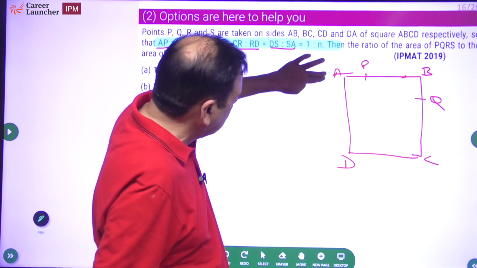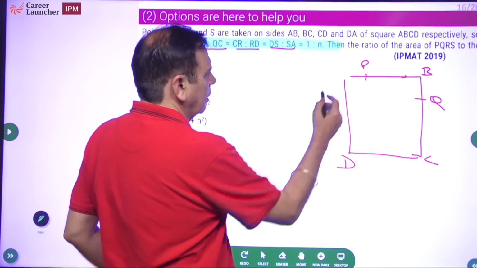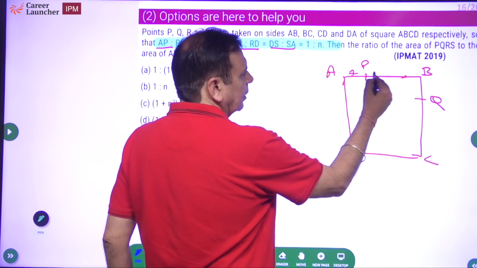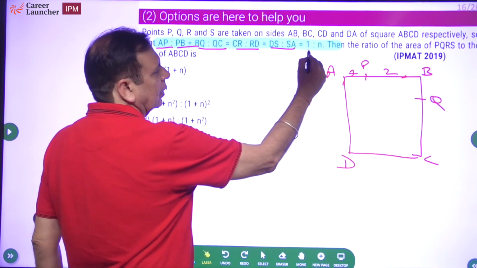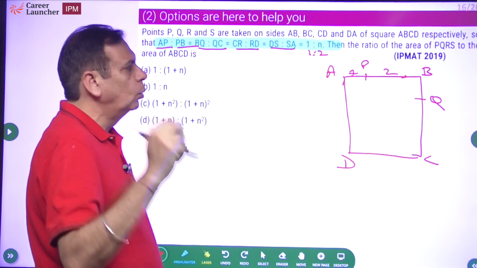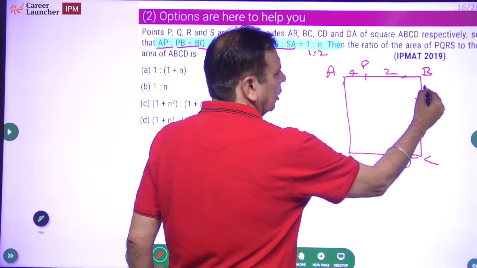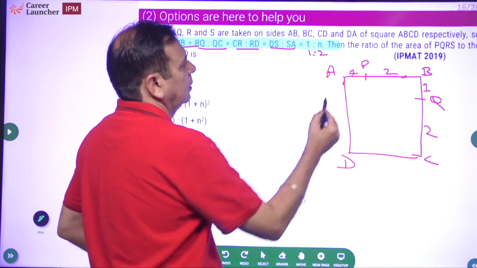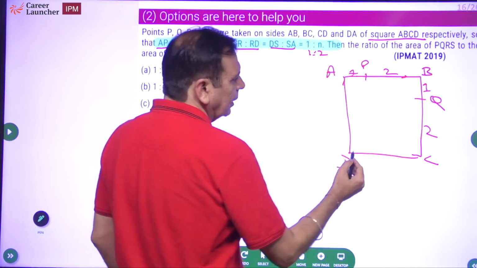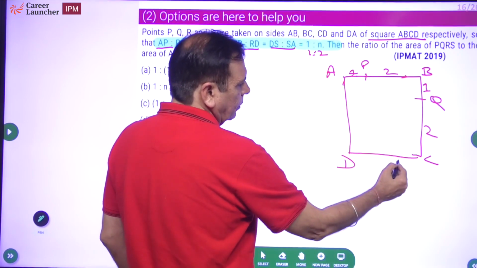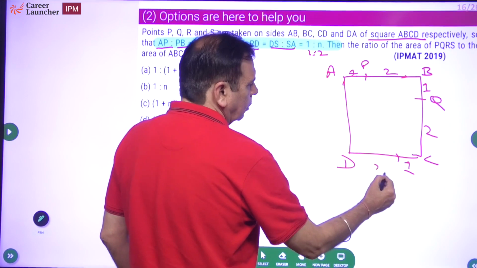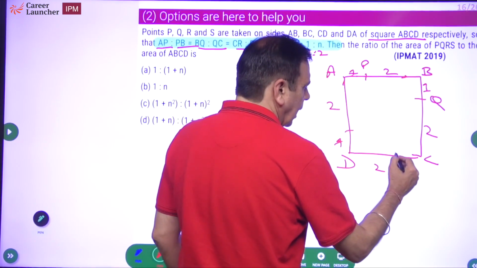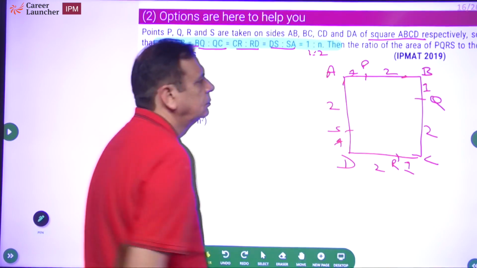So, let me just, yeah, this is A. Let me say this is 1 centimeter and this is 2 centimeter. So, क्या मतलब हो गया? This is 1:2 or n is equal to 2. So, again, this will be 1, this will be 2 because ये square है, isn't it? Similarly, if I look at 1, 2, 1, 2, PQRS, PQ, this is R and this is S, isn't it?